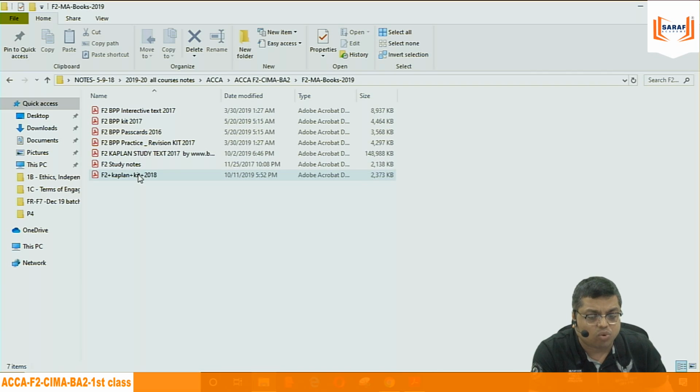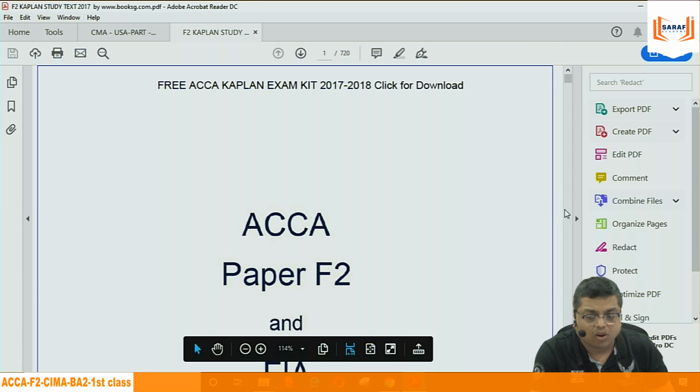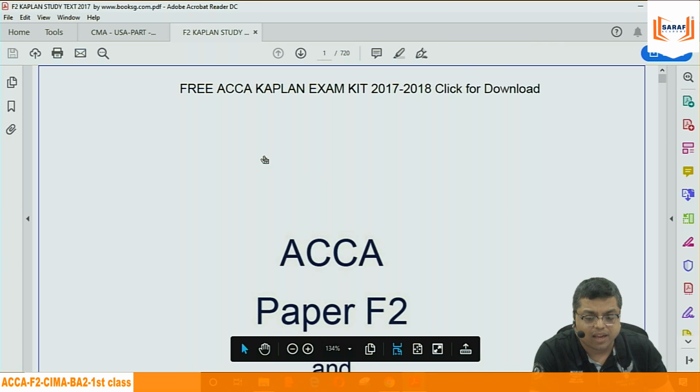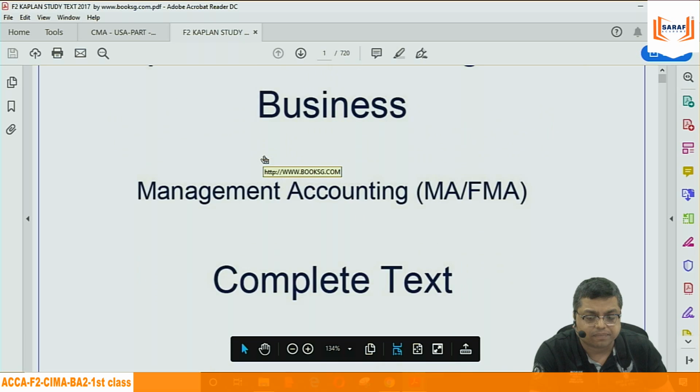One is the study notes. One is the Kaplan kit. And one is the Kaplan study text. Suppose I am opening the Kaplan study text, so that we know what the syllabus of ACCA F2, Management Accounting is.